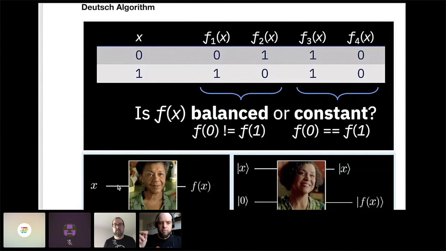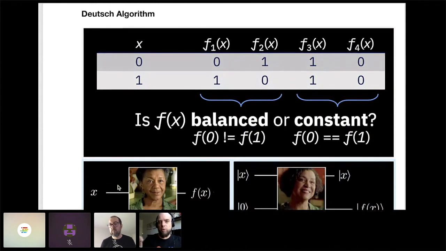So imagine that you have a function that takes only one bit and returns only one bit. So there are only four possible functions like those, right? They're here as F1, F2, F3, F4 at the top. And let's split those four functions in two. Some of them are called balanced, and some of them are called constant. A constant function is when the output does not depend on the input, and a balanced function does depend on the input, right? So in a classical execution, we need to do two executions: one with the input 0, another with the input 1.